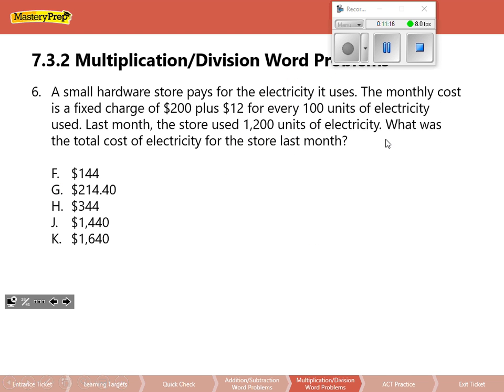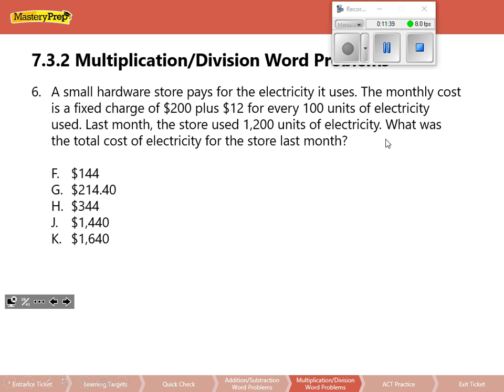A small warehouse store pays for the electricity it uses. The monthly cost is a fixed charge of $200 plus $12 for every 100 units of electricity used. Last month, the store used 1,200 units of electricity. What was the total cost of electricity for the store last month?